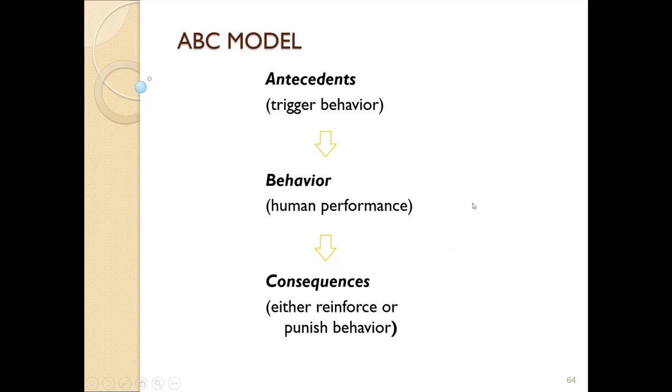So we continue our lecture topic 3, incident prevention, with the ABC model. Okay, what is the ABC model? A stands for antecedents, B stands for behavior, C stands for consequences. Antecedent is referring to the trigger of behavior. Behavior is referring to human performance. And lastly, consequences is referring to either reinforcing or punishing behavior.